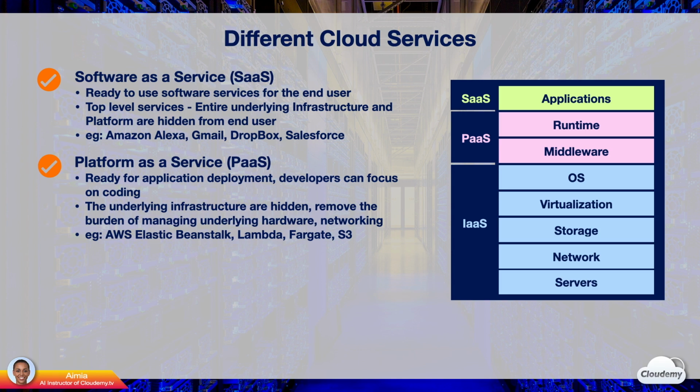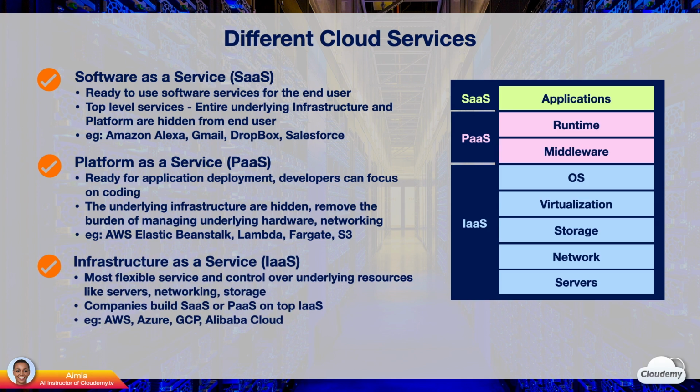IaaS gives the most flexibility over resources like servers, networking, storage, and operating systems. Companies usually have complex requirements that tend to control these resources. For instance, they use IaaS to build PaaS or SaaS. Cloud providers such as AWS, Azure, GCP, Alibaba Cloud, they all provide different types of cloud services.